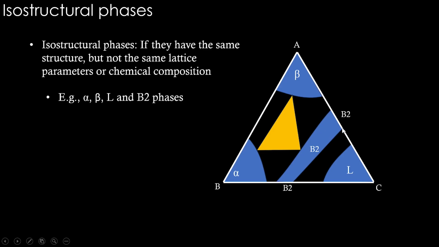This B2, if you see, B2 phase is there in the AC side. It is also there in the BC side. It is also continuous from AC side to BC side. Okay. And there is a tight triangle here. All the dark regions are two-phase regions. Okay. Blue things are single-phase regions. That's how it is marked.